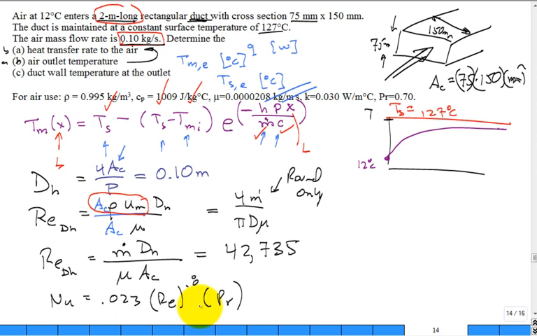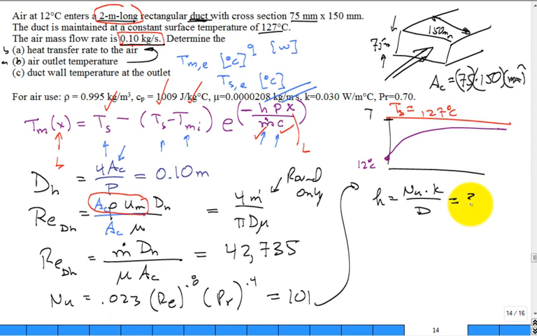Again, I don't make a big deal of it, but let's be accurate. Use the correlation the way it was published. 0.4 if it's being heated. And that Nusselt number comes in at 101. Once I know the Nusselt number, then h is equal to the Nusselt number times k divided by D. My Nusselt number allows me to get an h of 30 watts per meter squared Kelvin or degree C. Not a very large h, but it's air. Air is a lot lower h because of a lot lower thermal conductivity.